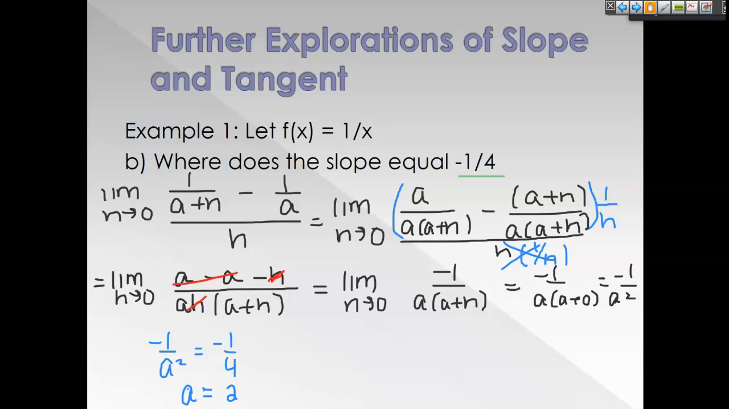No, it can be negative 2. It's going to be both. It's going to be 2 and negative 2. Because if you cross multiply, you get negative a squared equals negative 4. So a squared equals 4. And when you square root it, anytime you take a square root, it is plus or minus. So algebraically, that's why it could be both.